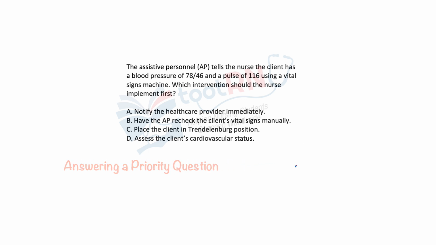And we're going to use, of course, my tootRN 3 steps and our toolkits that we use to help better critically think. So the first thing we're going to do is read the question. The question says, the assistive personnel tells the nurse that the client has a blood pressure of 78/46 and a pulse of 116 using a vital signs machine. Which intervention should the nurse implement first? I can tell that this is a priority question, right? Because we're using a priority term, first. The good thing about the NCLEX is that priority words like this will be bolded, so they're easy to see. So I know it's a priority question.